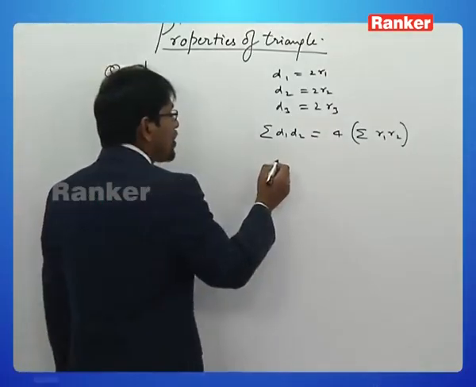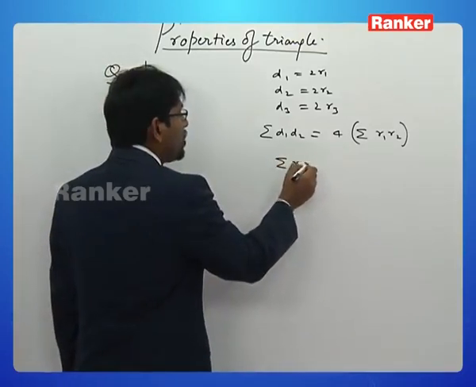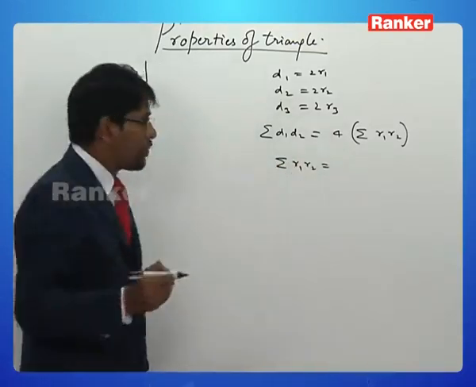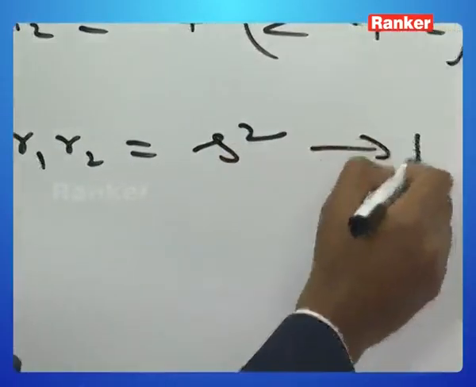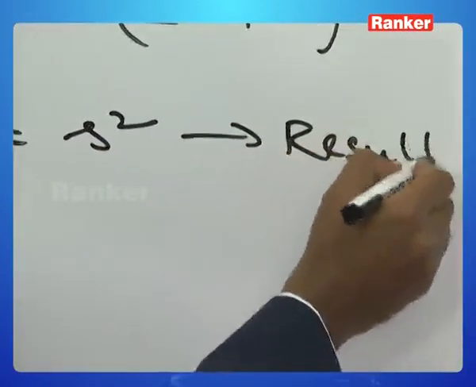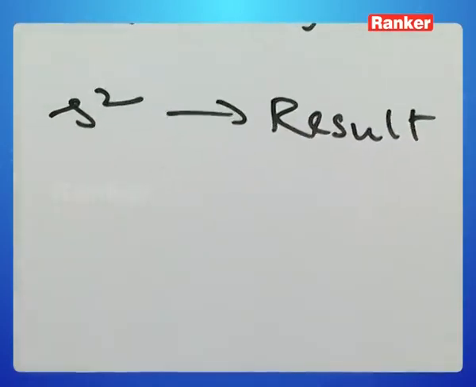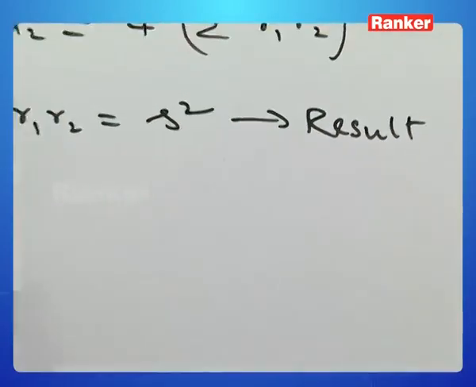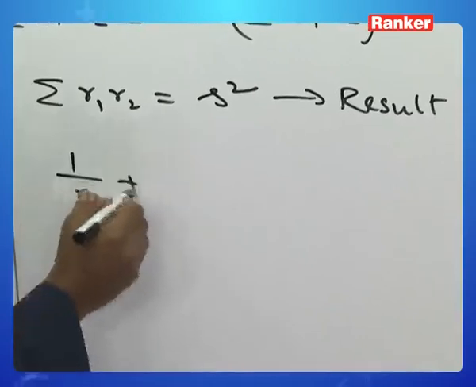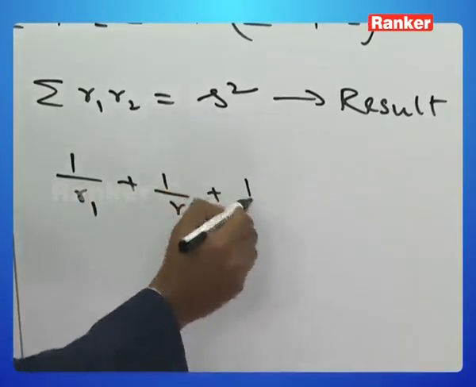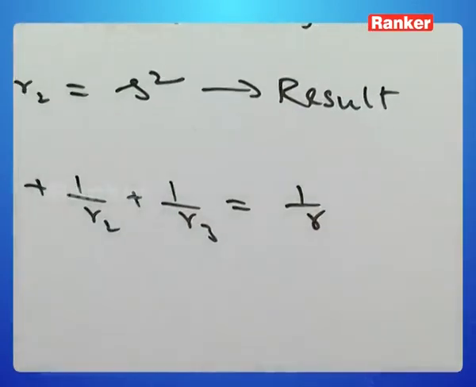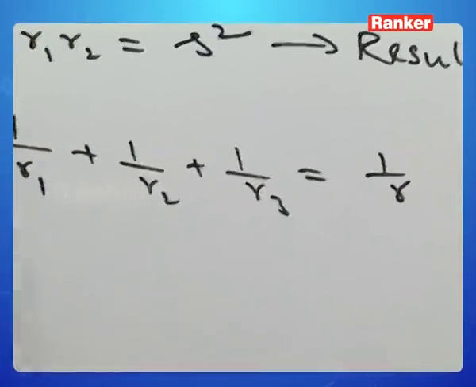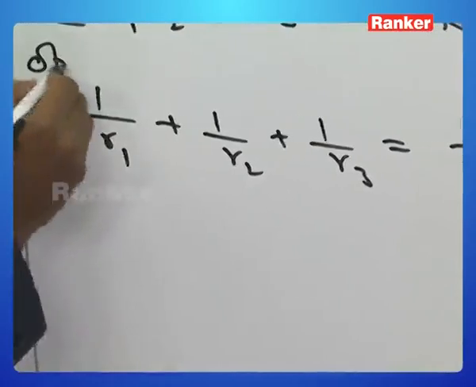Okay. Let us observe that sigma R1 R2 is in fact equal to S square. This is one result. This has to be borne in mind. We will prove it also. 1 by R1 plus 1 by R2 plus 1 by R3 is equal to 1 by R. Let us observe this.